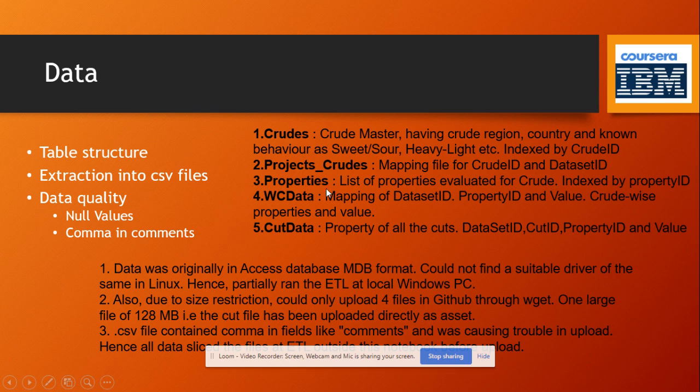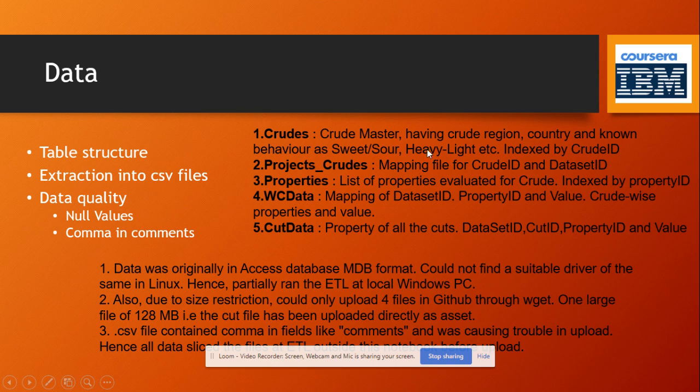Then there is a list of properties, like I was saying, some thousand properties that were there. And WC data is the mapping of dataset ID, property ID, and value. And similarly, cut data has the properties of all the cuts.